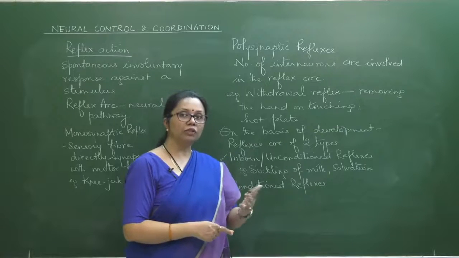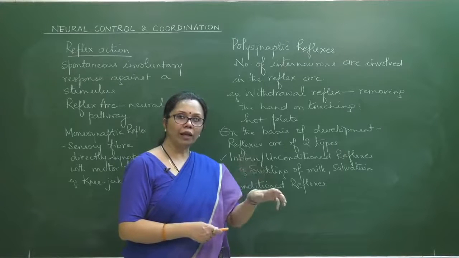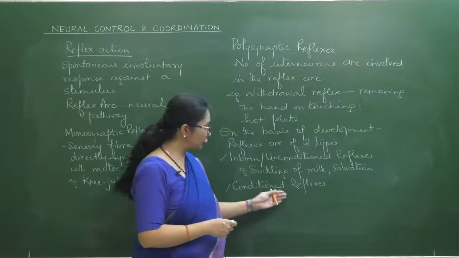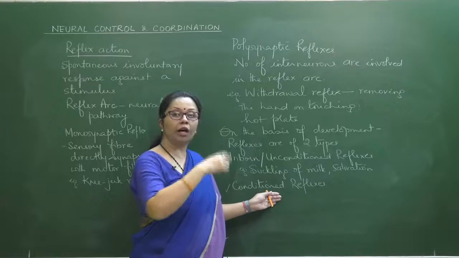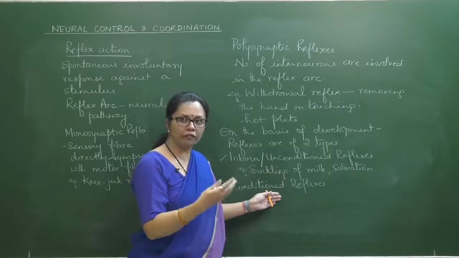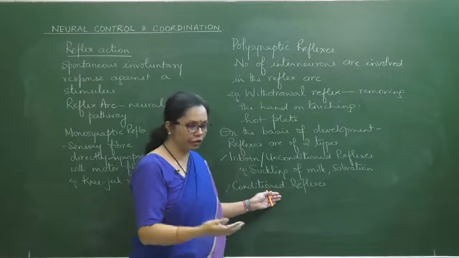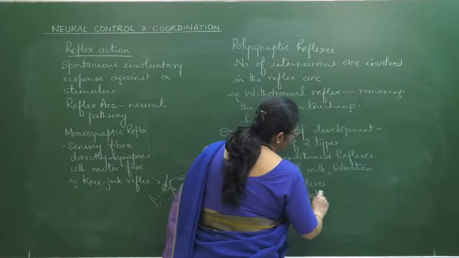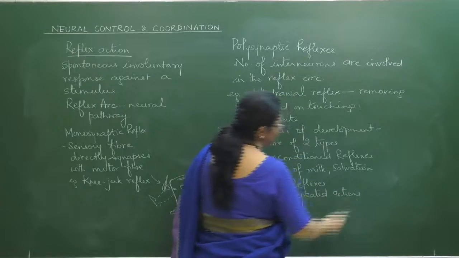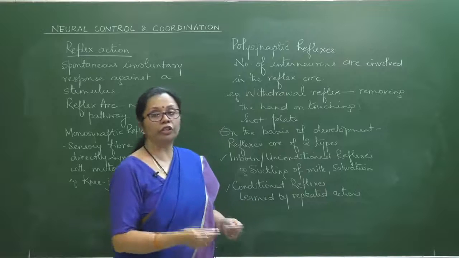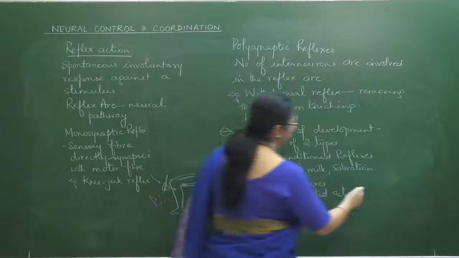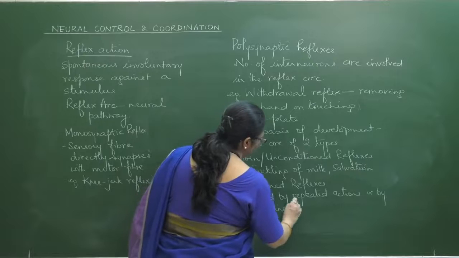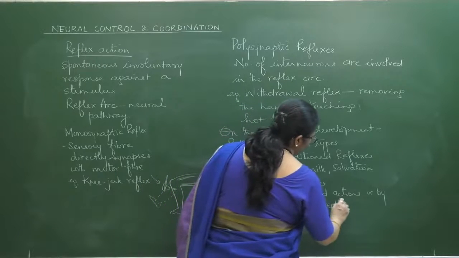And then after some days, once the conditioning was over, he just rang the bell but didn't give the food, but still salivation occurred. So this one is a conditioned reflex. It is learned. We are not born with that reflex, but we learn it because of repeated actions. Okay, so this is learned by repeated actions, or in other words, we can say we associate it with certain conditions, by associating it with certain conditions.